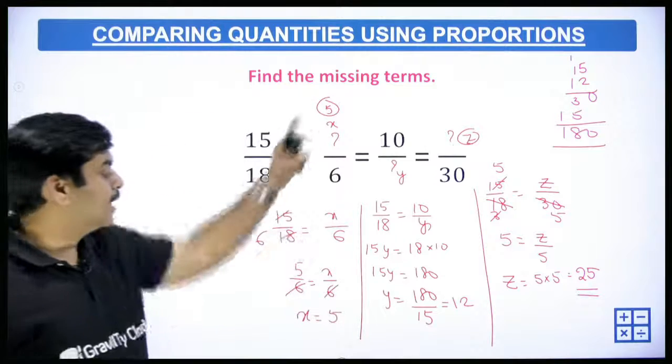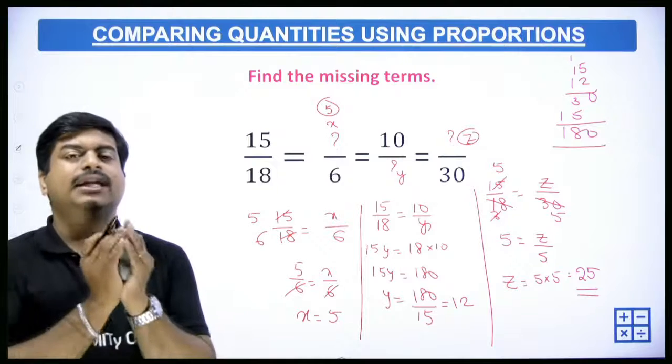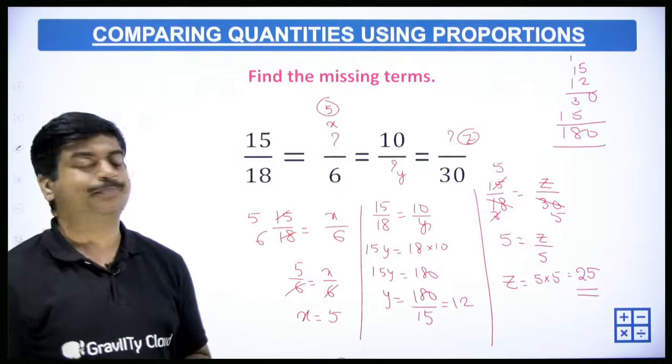X value, the very first blank is 5, then 12, and then 25. So simply just equate all the ratios. Equate all the ratios, your answer will be done.